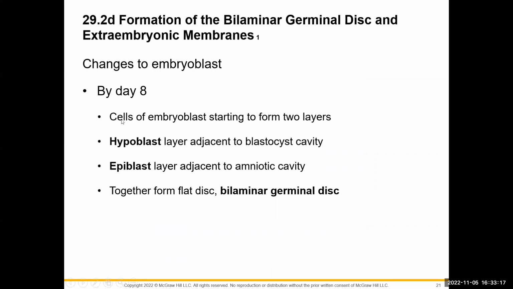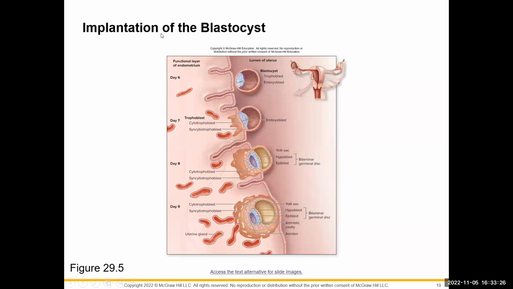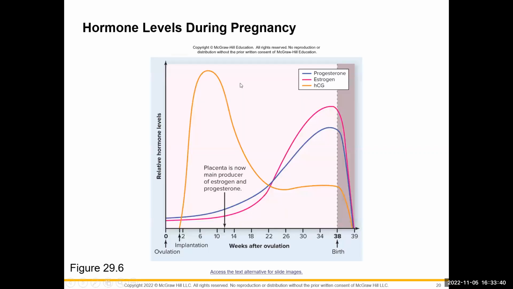All right, so around day 8, we are now, all this time, we've been talking about the trophoblast. In case you forgot, the trophoblast is this outer layer here. And so we see how it differentiates into these 2 layers, the cytotrophoblast and the syncytiotrophoblast, right? But we really haven't talked about the embryoblast. So we're going to do that now.